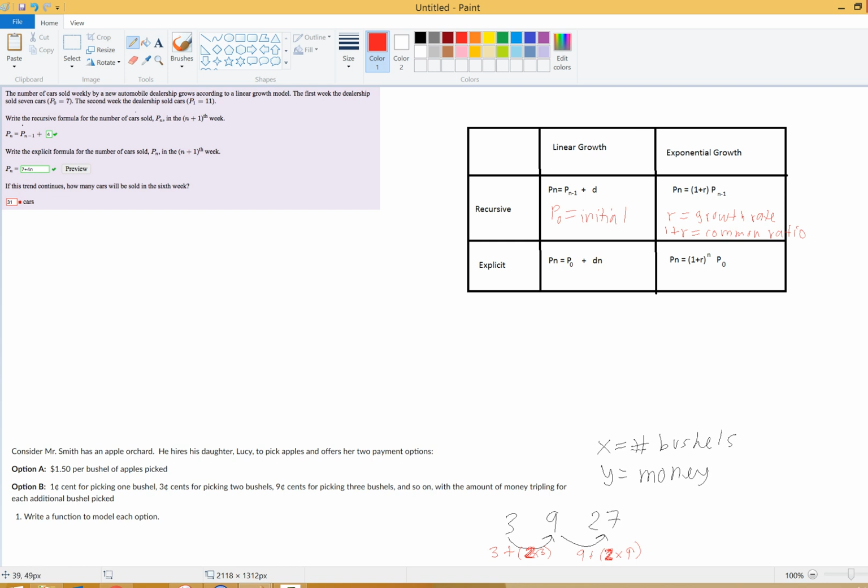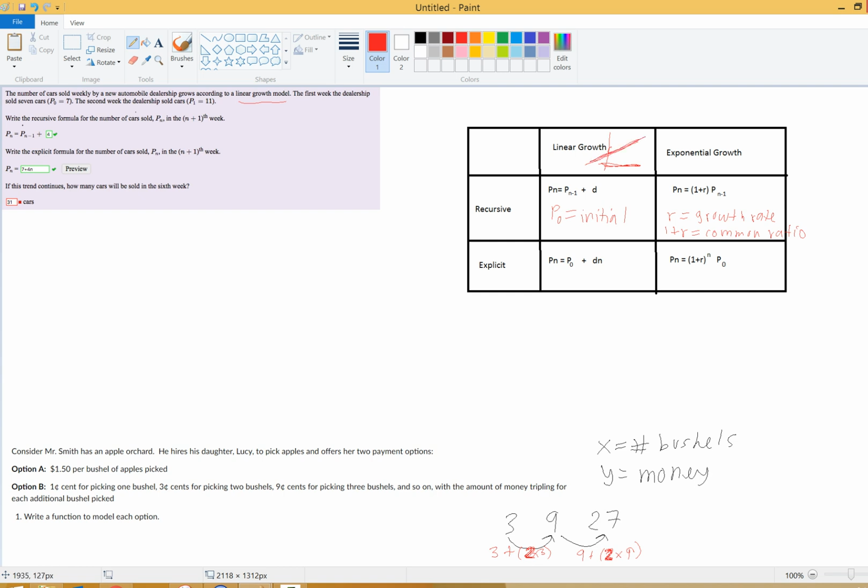So the problem that she had this last part wrong on says the number of cars sold weekly by a new automobile dealership grows according to the linear growth model. So right now I can just talk about linear growth for a minute. Linear growth grows in a straight line. It grows the same amount every time. Usually we have time on our x-axis and the amount of growth on our y-axis. So the timeline is our x, and the amount that it grows is the same amount for every 1 unit of time that it goes over. So it ends up being a straight line of growth.